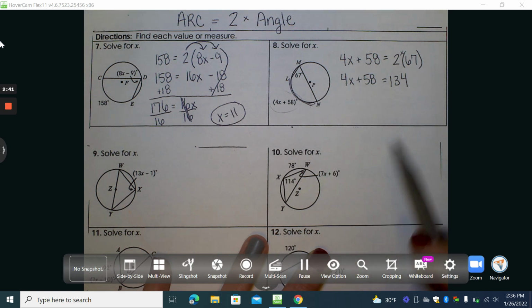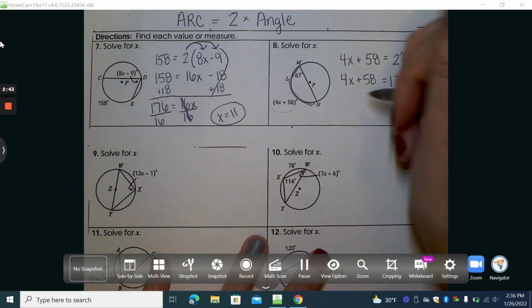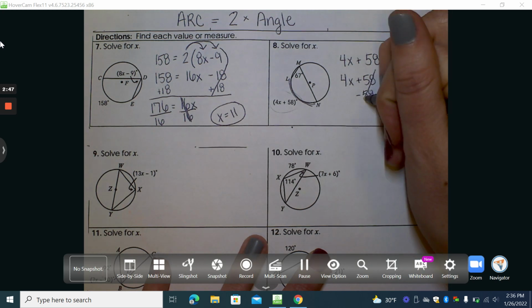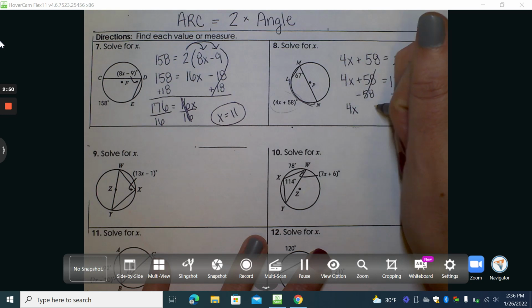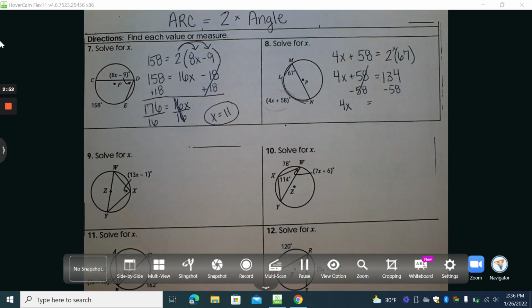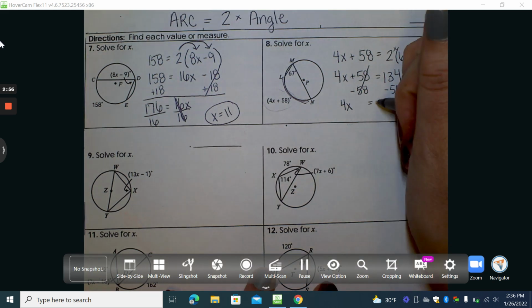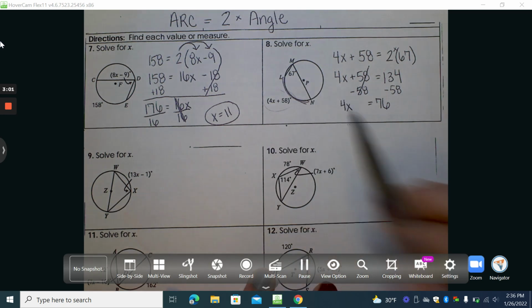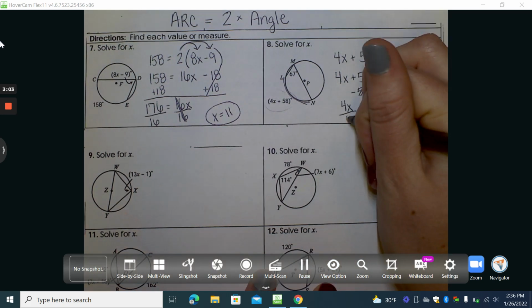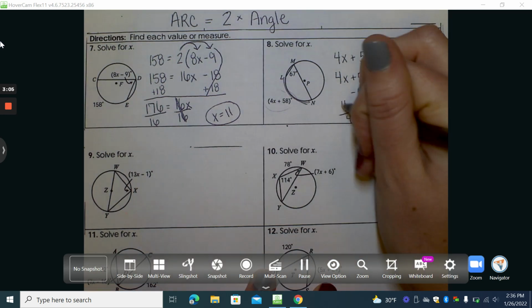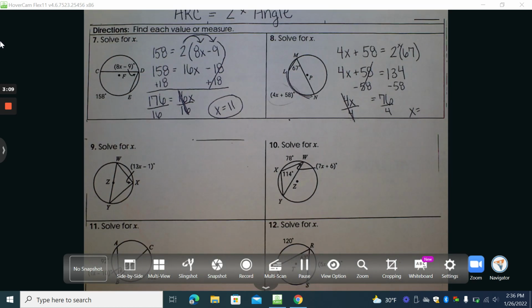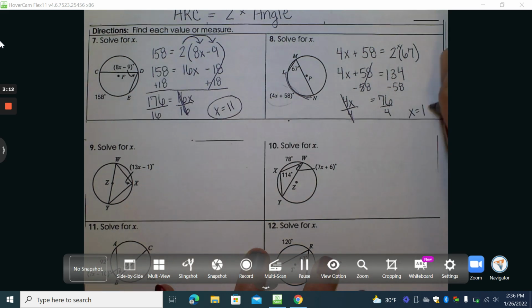And then I'm going to do my subtraction and my division. So subtracting 58 from both sides, I'm left with 4x equals 134 minus 58, which is 76. And my last step in order to get rid of that 4 is to divide by 4. So I have x equals 76 divided by 4, which is 19.